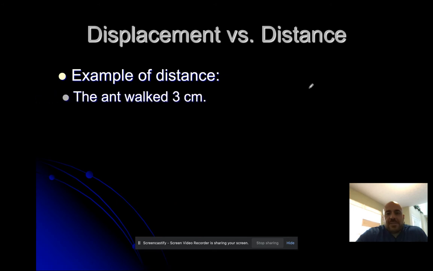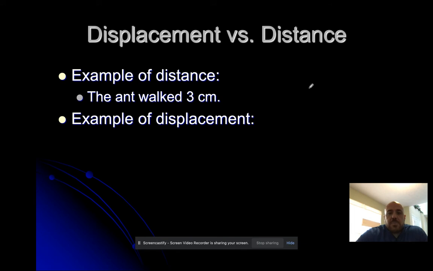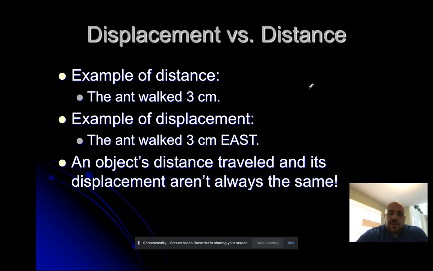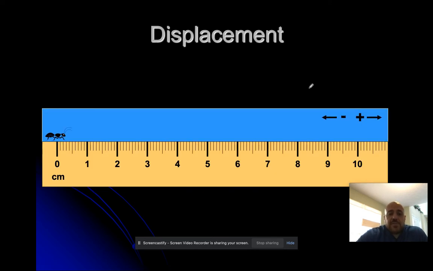So let's give some distance versus displacement examples just to be familiar with how they look before we practice some problems. Example of distance, the ant walked 3 centimeters. Now that's not displacement because we said displacement has to include direction. So the displacement example would be the ant walked 3 centimeters east, or positive 3 centimeters, or negative 3 centimeters, or walked 3 centimeters at a 90-degree angle, whatever. It doesn't matter as long as there's a direction involved. So an object's distance traveled and its displacement can be the same, but a lot of times they're not. Let's go over some examples here.